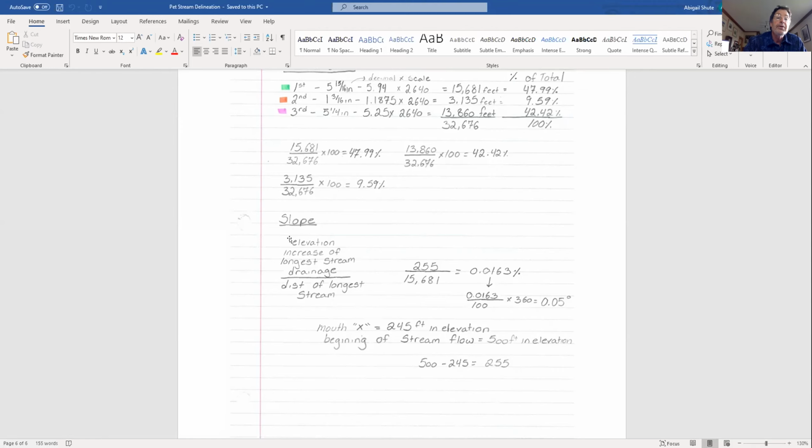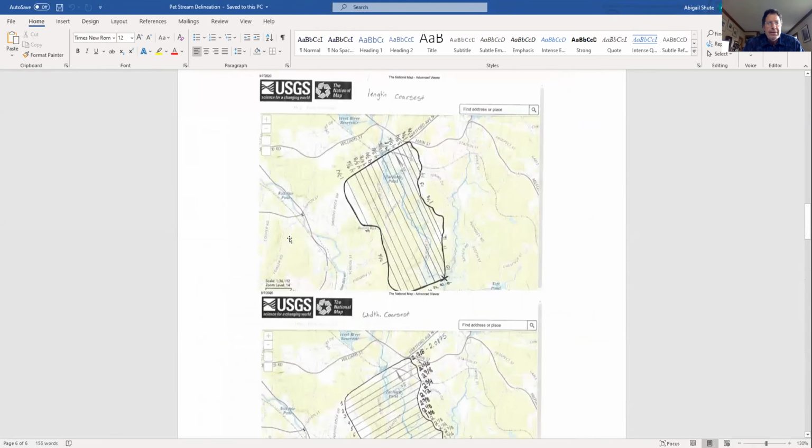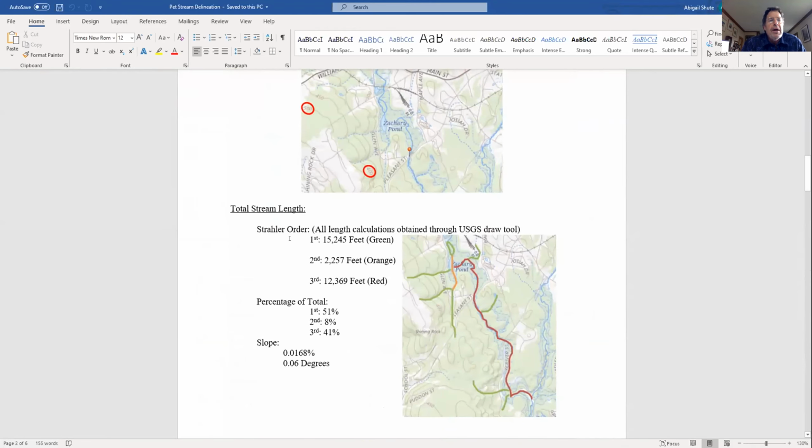Okay, let me just make sure I got this right, because 255 divided by 15,681 equals, okay, that is a fraction, 0.016, right? Mm-hmm. Now, go back up to your numbers. Okay, you have the slope as 0.016%, but you haven't multiplied by 100.